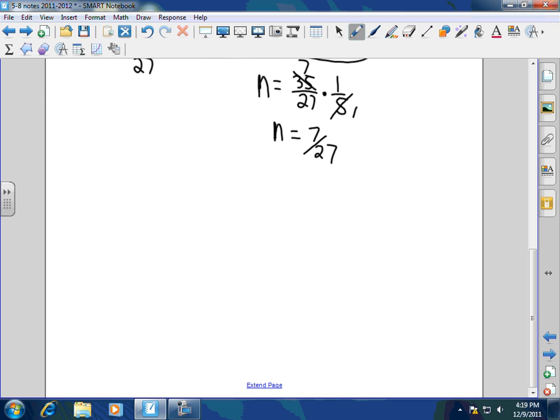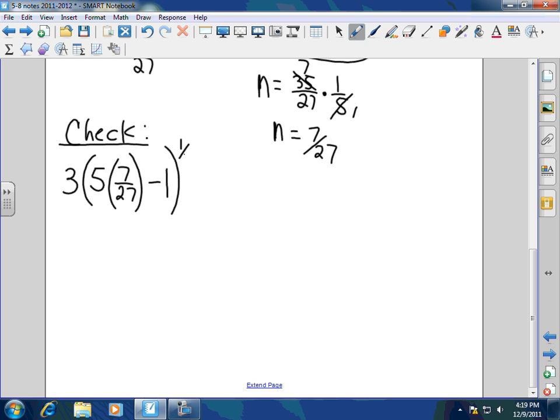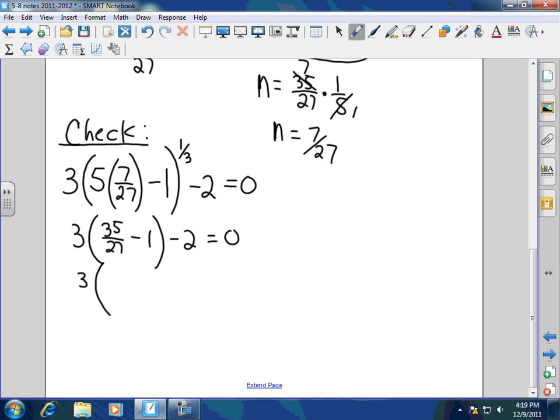Now, let's check it. If we check it, we're going to plug in 7/27 into the original equation, and let's see what happens. So I've got 3 times (5 times 7/27, minus 1) to the 1/3 power minus 2 equals 0. This is 3 times (35/27 minus 1) minus 2 equals 0. This is 3 times, remember this becomes a 27 over 27, so this is 8/27 minus 2 equals 0.